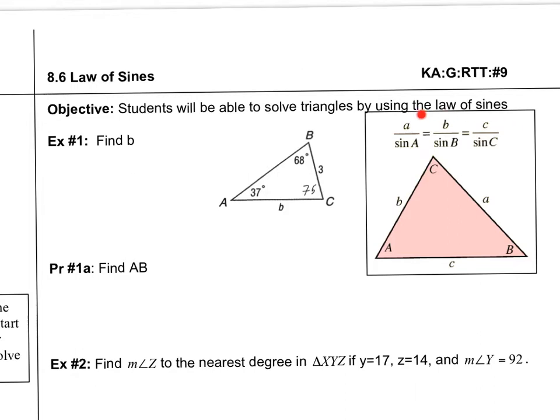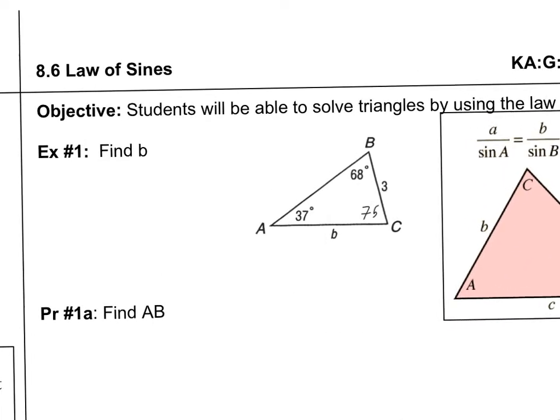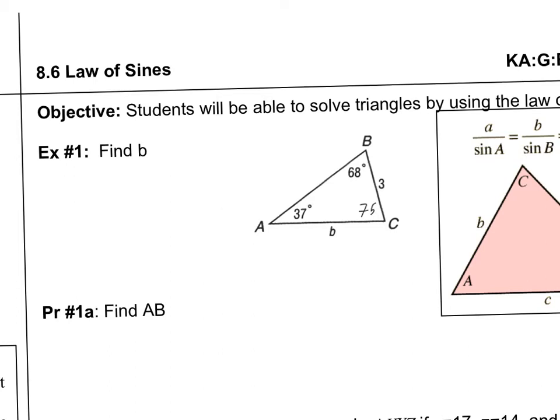The other thing is, this is written with the sides on top. It doesn't have to be. You could write it with the sine of the angles on top as well. But generally, you want to put whatever you're trying to find on top. So we're trying to find side B here. So we're going to put that on top. So I'm going to start this problem off with B over the sine of B equals, what do I know? I know A and side A. So I'm going to say equals A over sine A.